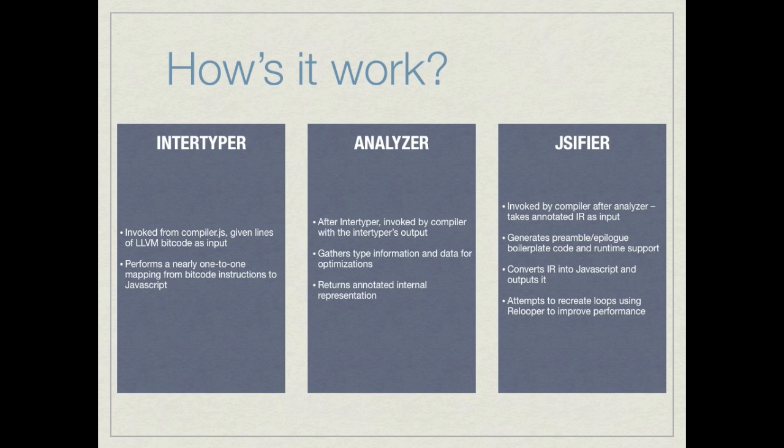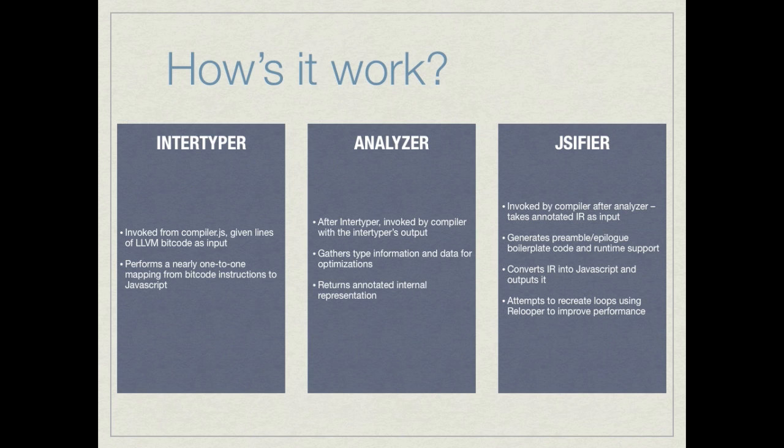After reading in the LLVM bitcode, it is split into separate lines, and this data is passed to the inner typer for further work. The inner typer's job is to attempt as closely as possible to map the bitcode onto an internal representation within Emscripten, trying to get it close to JavaScript instructions that will ultimately be outputted. Once the inner typer has done this work, it returns the internal representation to the compiler, which then passes it on to the analyzer. The analyzer's job is to perform optimizations.